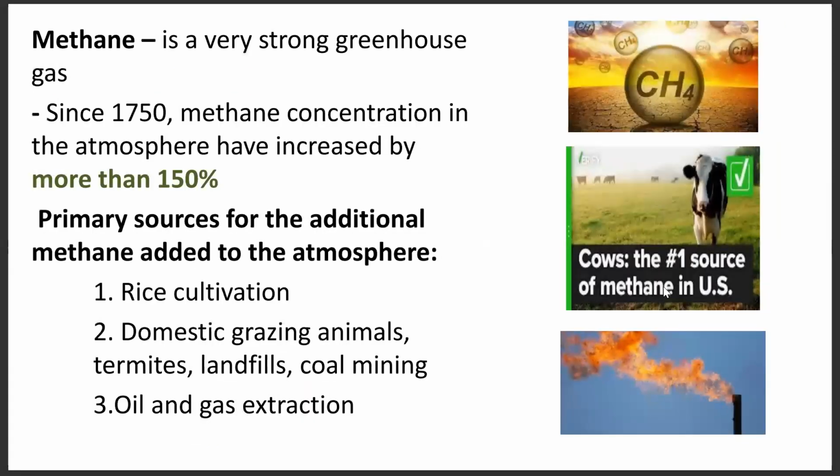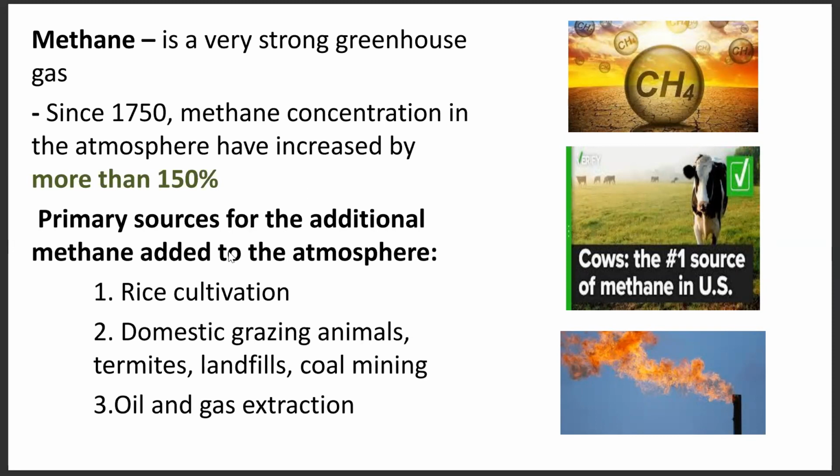The next greenhouse gas would be our methane. Methane is a very strong greenhouse gas. Since 1750, methane concentration in the atmosphere has increased by more than 150%. About methane, the formula for it is CH4: one atom of carbon and four atoms of hydrogen. This is actually a fuel also.